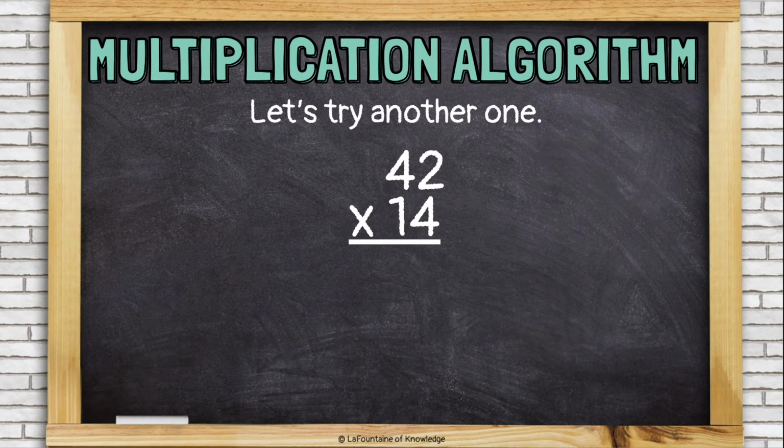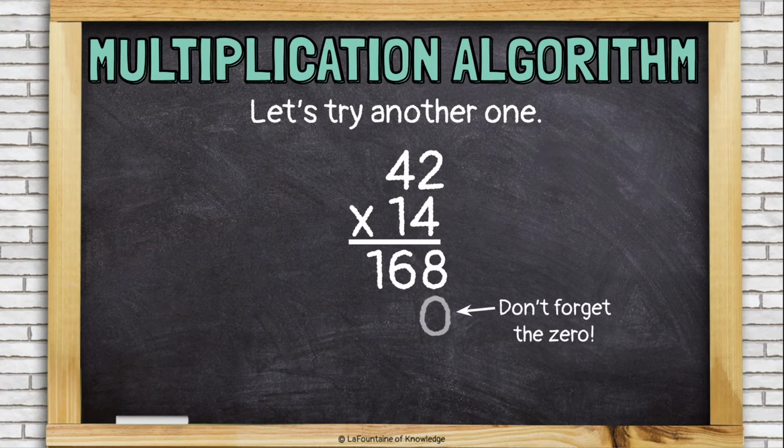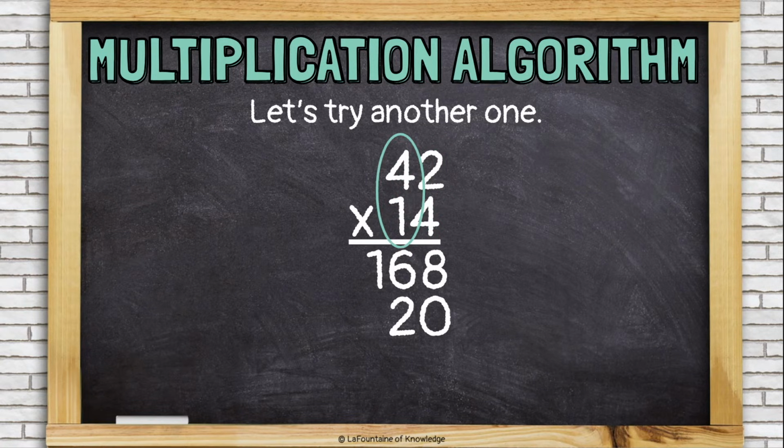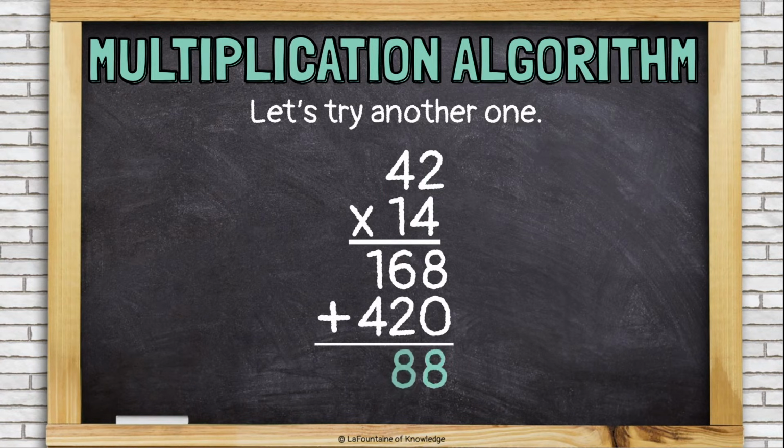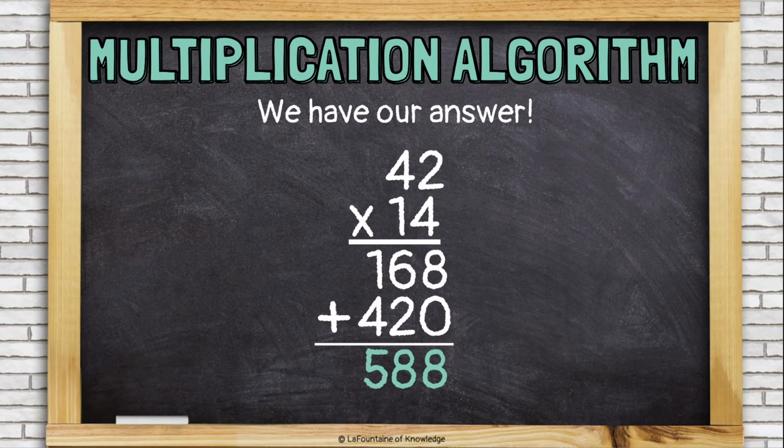Okay, let's multiply. 4 times 2 is 8, and 4 times 4 is 16. There's our first number. That was 42 times 4. Now let's do 42 times 1, but don't forget the 0 first. 1 times 2 is 2. 1 times 4 is 4. And then we add those two numbers together. And we get our answer, 588.